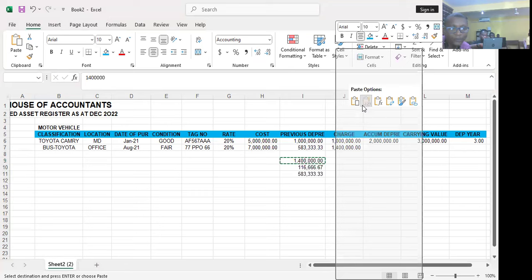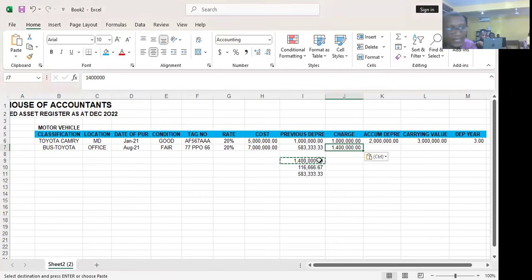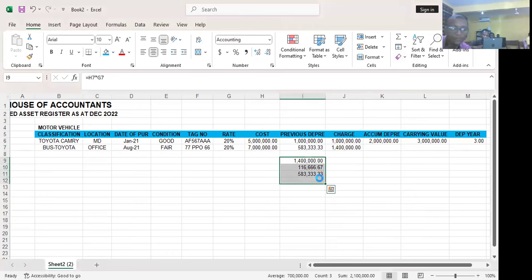It will be 1.4. We are assuming that they are using the straight line method. Assuming it's not the straight line method, we need to deduct the previously charged from the cost before you now multiply by 20. But we are assuming straight line is what is in practice. Nobody is using balance method.